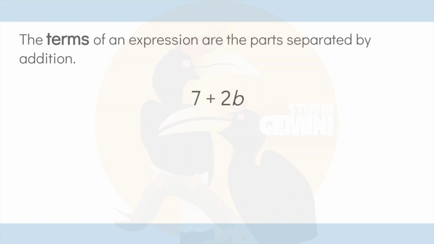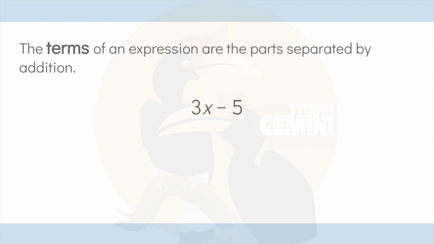When identifying terms, it's helpful to remember that subtracting a number is the same as adding its opposite. So, if you have the expression 3x minus 5, we can rewrite this as 3x plus negative 5. So the terms here are 3x and negative 5.